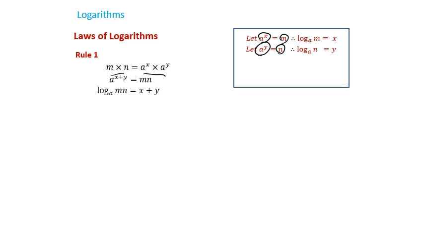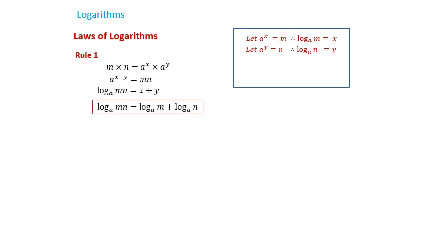Then we can rewrite this in logarithmic form. Remember, we now know the index was equal to x plus y, so that goes here. The base was equal to a, so the equivalent expression is log a of mn is equal to x plus y. Now, let's keep going. Since x in the first part was equal to log a m, x plus y can be written as log a m plus log a n. We have discovered rule 1, and that is log a of mn is equal to log a m plus log a n.